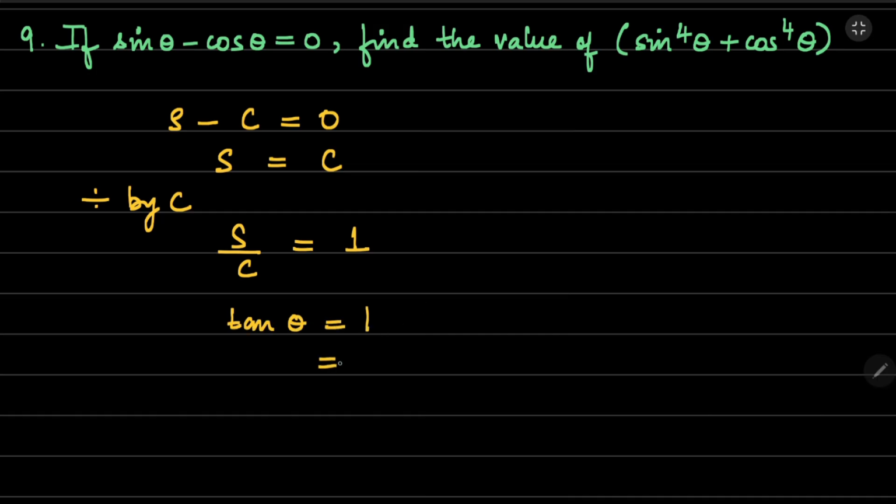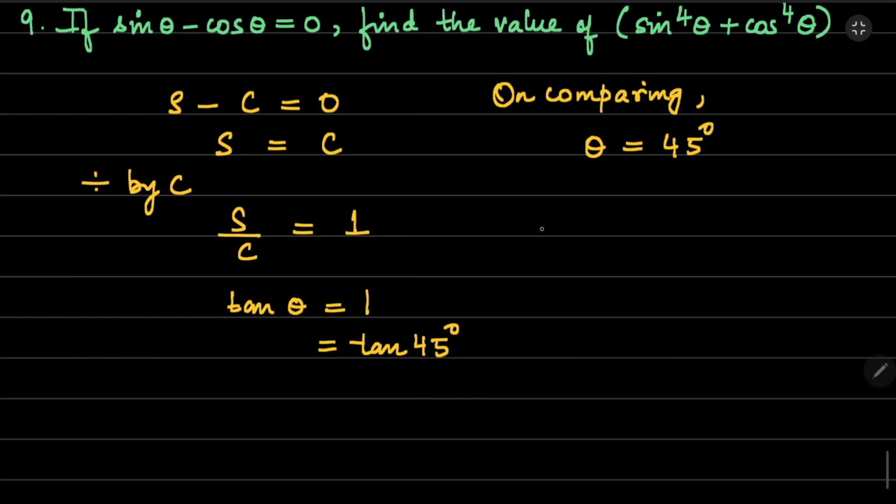Again, what is tan of which angle is equal to 1? We just saw it is tan 45. Right? And on comparing, you will be getting theta is equal to 45 degree. I'm just writing it here. On comparing, we get theta equal to 45. Now, what do you have to do? Just substitute. Sine to the power 4 theta. In place of theta, I'll write 45 degree plus cos to the power 4 45 degree.